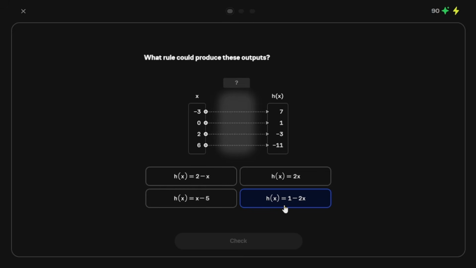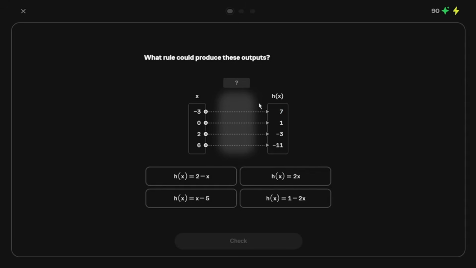Okay, what rule could produce these outputs? Negative 3 to 7, seems like something. Okay, let's continue. 0 goes to 1. 2 goes to negative 3. 6 goes to negative 11. So let's go with the first one, 2 minus x. If 2 minus negative 3, it will go to 5. But here I have a 7.